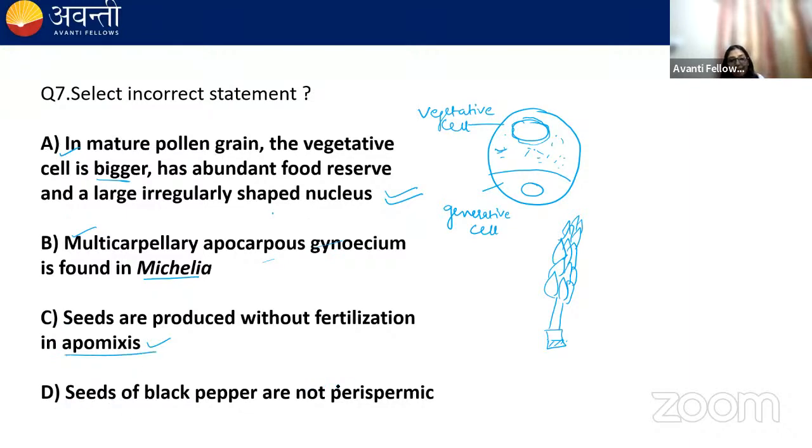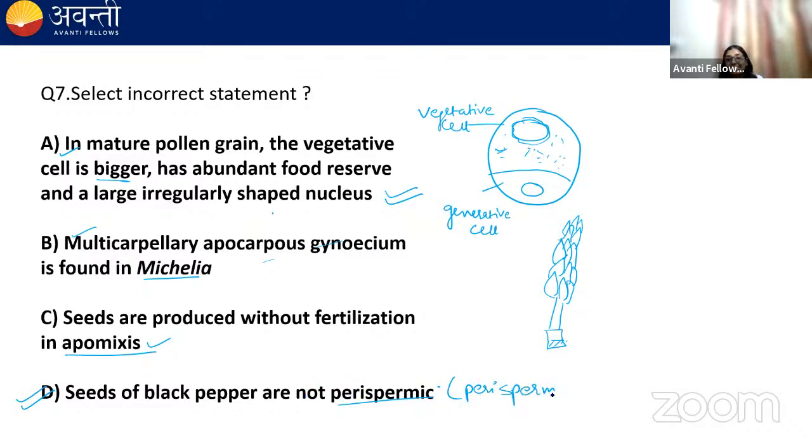D says seeds of black pepper are not perispermic. This is an incorrect statement, but correct for the question, because the question is asking to select the incorrect statement. So the correct option would be D. Seeds of black pepper are not perispermic? They are perispermic, beta. They are perispermic.